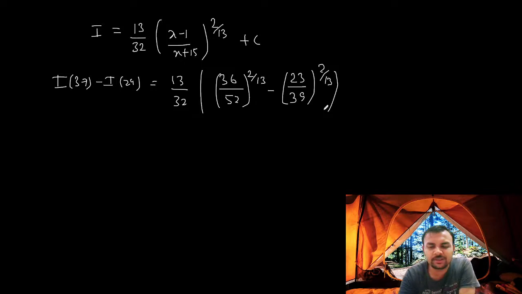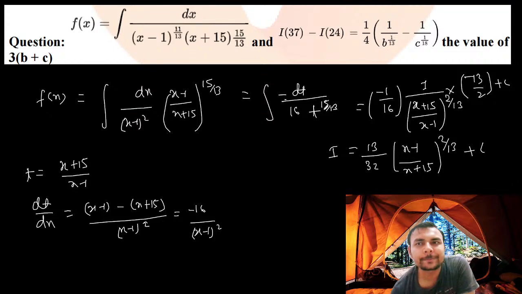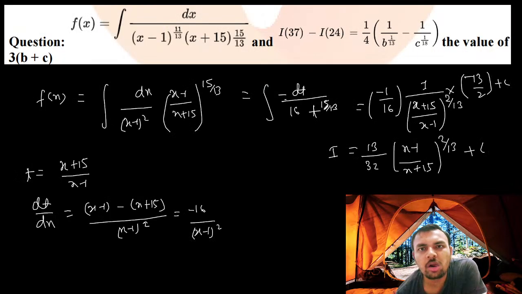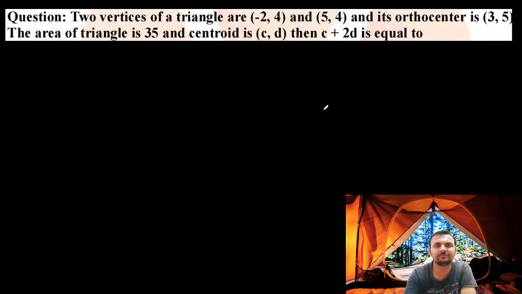So we are not getting something good. We are not getting something good. 18 upon 26. We are not getting something good. 37, 36, 52. It is not coming in the form of the options. So the question has some mistake. Our answer is correct. We come to this question.